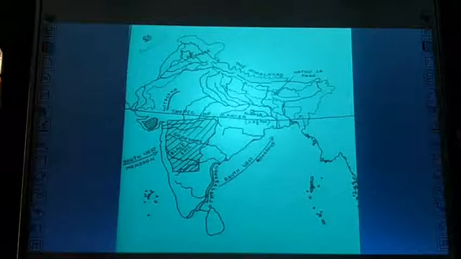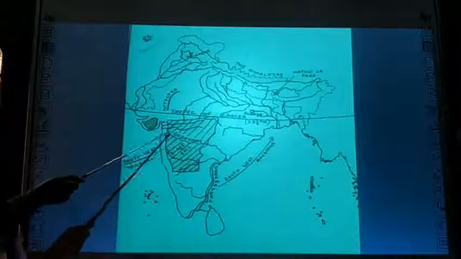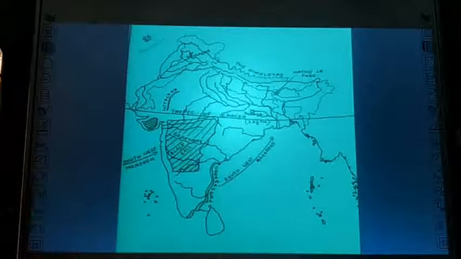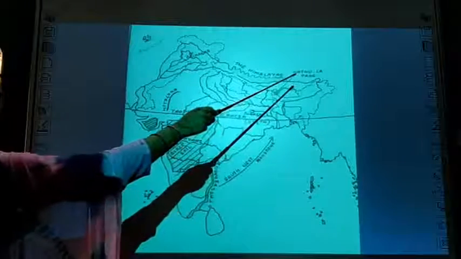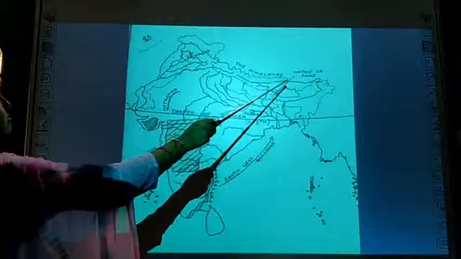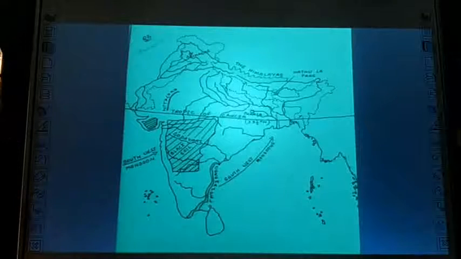Next, mark and name the Godavari river. Well, Godavari river is here. Next, mark and name the Nathula Pass. Okay. It is a pass in the Himalayas in East Sikkim district.